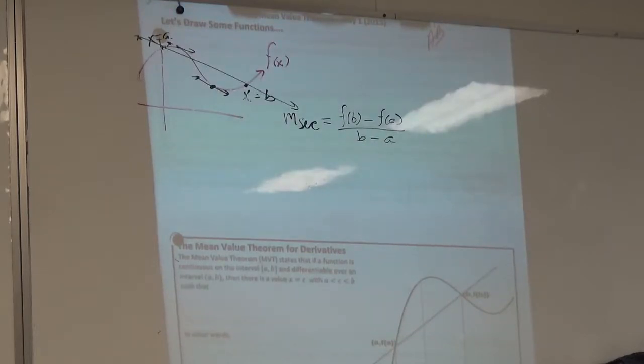Two pairs of dots, and then one copy. You're looking for, we pick the two points to represent the endpoints of the secant line. Then you're looking to see, is there a place where the tangent line is parallel to the secant line? That would be the tangent line.